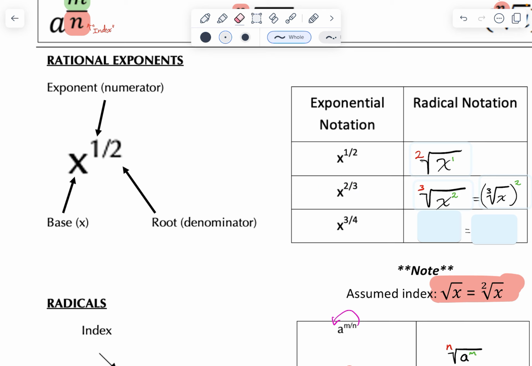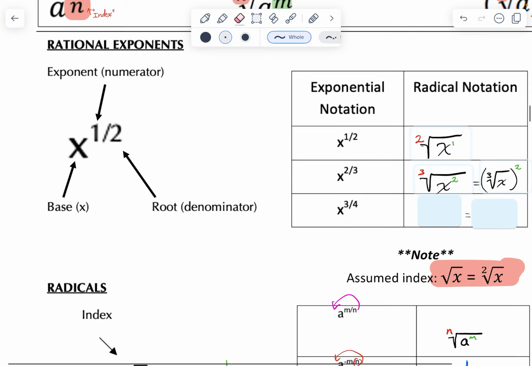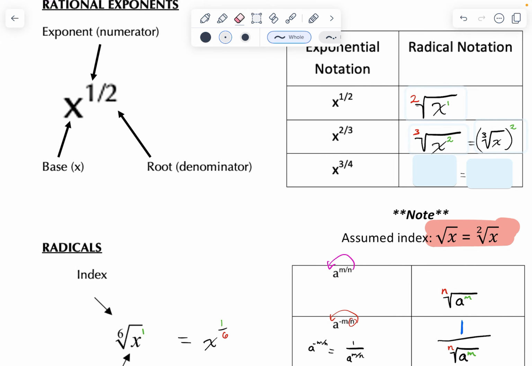X to the 3/4, go ahead, pause, give that a moment, see what you get. So we should be getting the 4th root of x cubed, or the quartic root of x cubed. Oh, I think I lost an x. Lost part of my x there. Okay, I think I was erasing stuff instead of pointing. Whoopsie. Okay, so it's back.